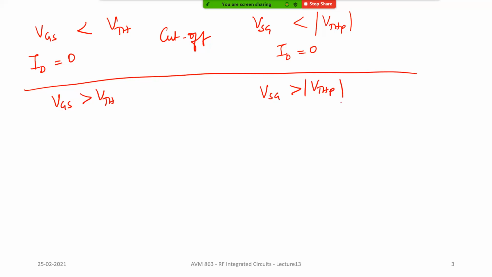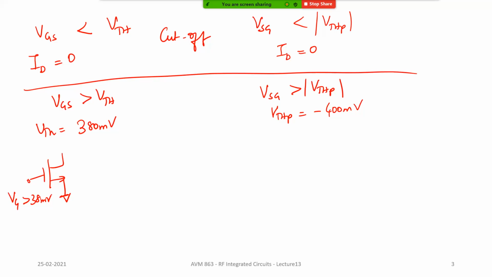So, for example, in a 65 nanometer device, the threshold voltage is somewhere around 350, 380 millivolts. Let's say VTH is 380 millivolt, and VTHP is minus 400 millivolt. Just an example. Now, if you take a transistor and ground the source of the NMOS, and you give the gate voltage to be greater than 380 millivolt, the drain current starts flowing.